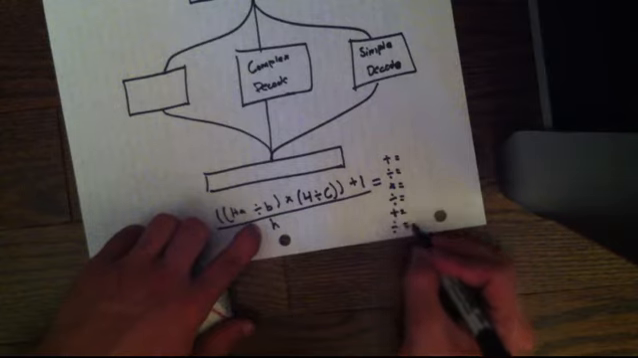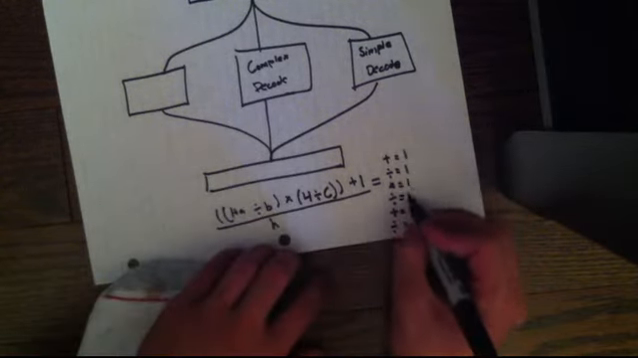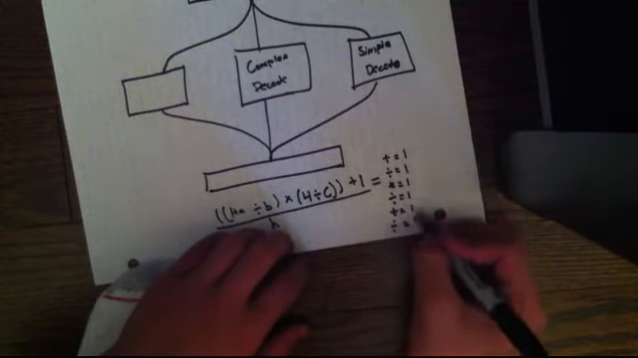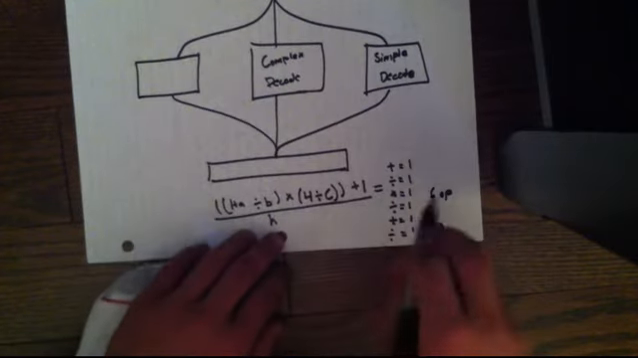Let's say in our CPU it takes one operation to do each of these. So you have 1, 1, 1, 1, 1, 1. So 1, 2, 3, 4, 5, 6. This is 6 operations.